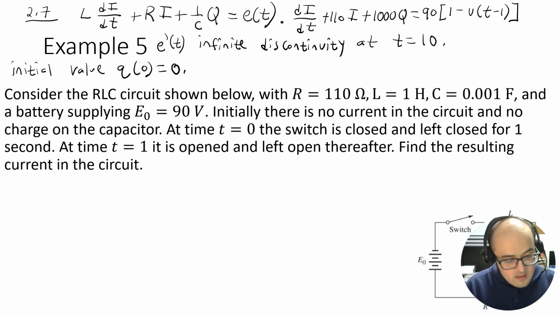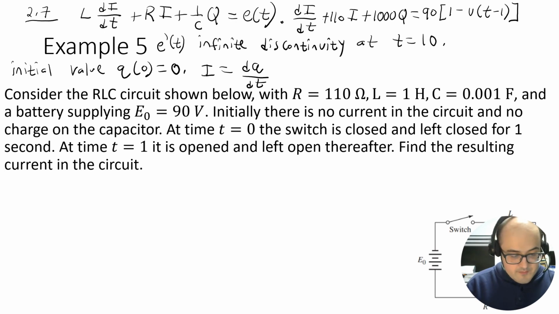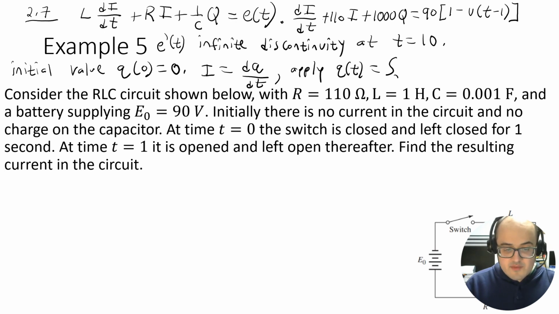So, from this, we know that I is the same thing as the first derivative of Q with respect to t. We want to then apply the use of integration, where Q of t is the integral from 0 to t of I of tau, d tau.